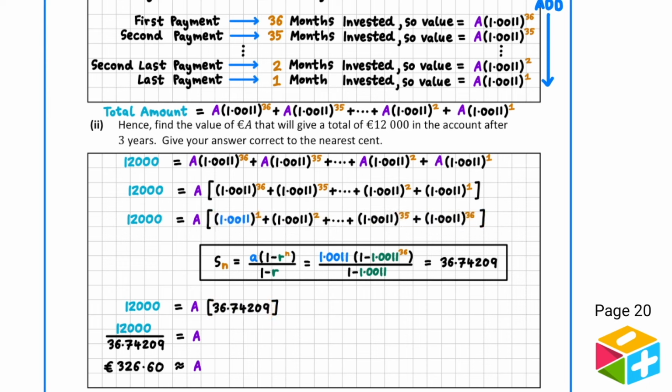We're getting close now. We have the a on the right-hand side of the equation, but it's being multiplied by a number. To get rid of this, we should divide both sides by that number. Performing the calculation on the left and rounding to the nearest cent gives us a final answer that a is equal to €326.60.